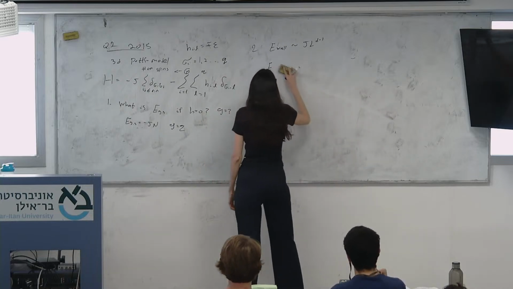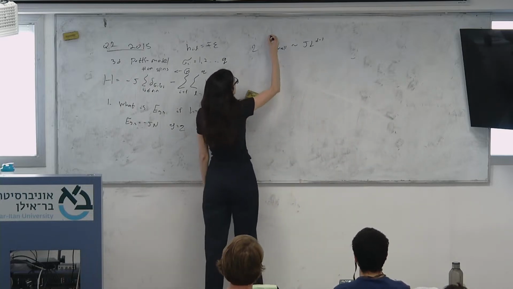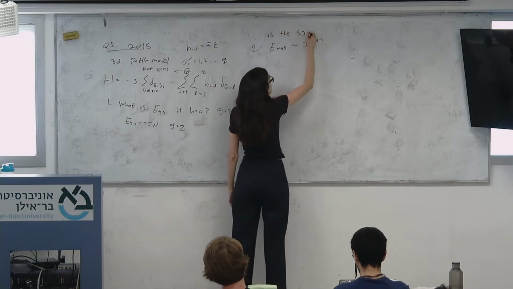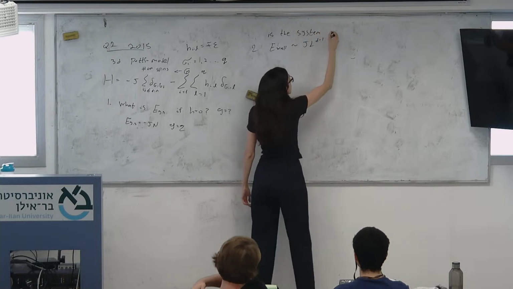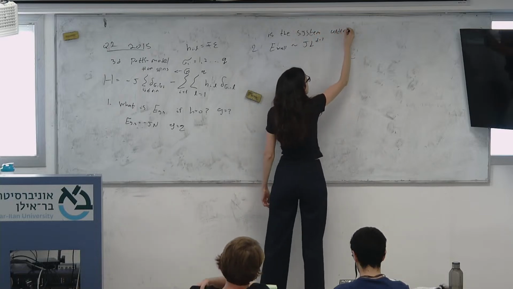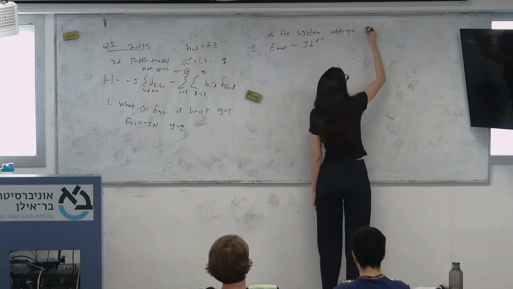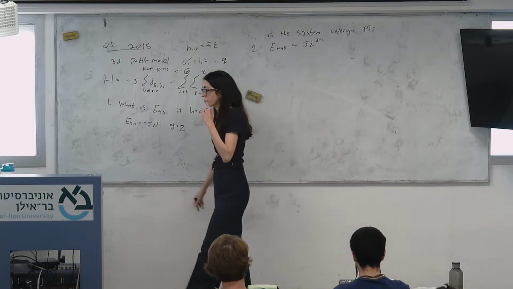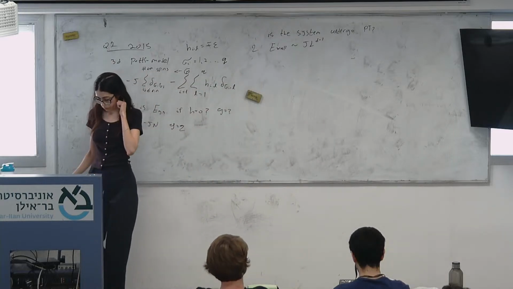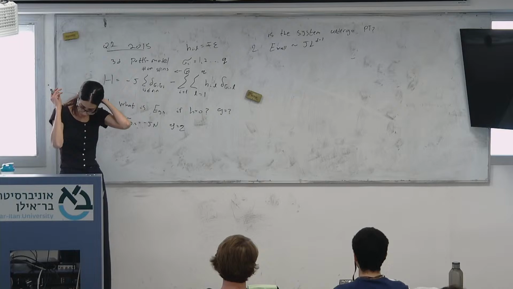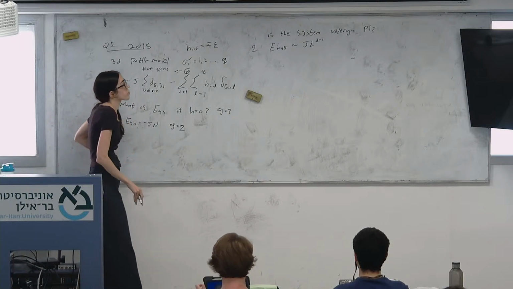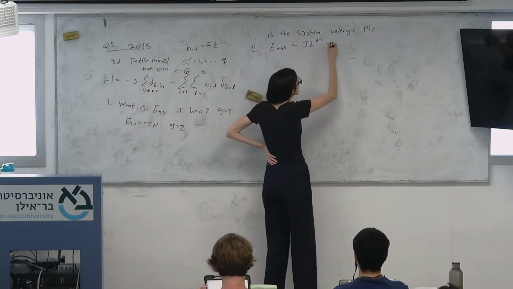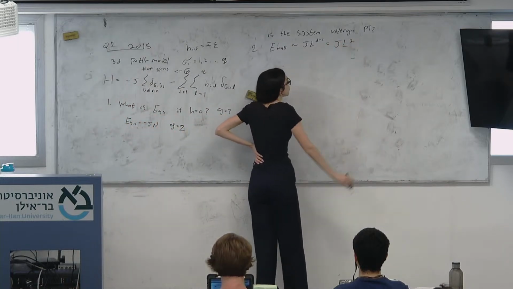What is the question? The question is whether the system undergoes a finite temperature phase transition. Okay, so we are in dimension 3, so this is going to be L to the power of 2.